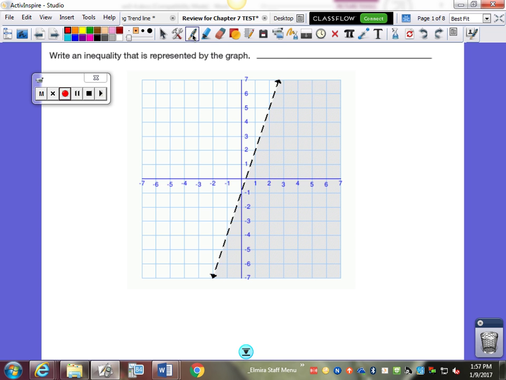Before I can write an inequality, the format of the inequality is going to be y, then an inequality sign, and mx plus b. So my goal is to find the inequality sign and sub that in, find m and sub that in, and find b and sub that in. We can nail that inequality sign right now.